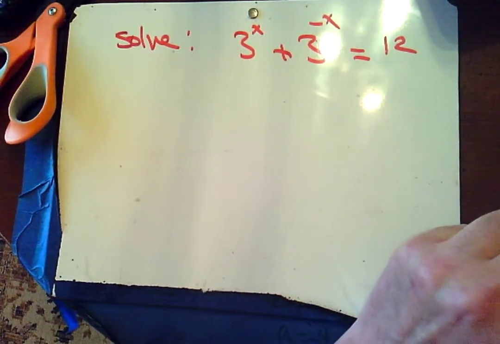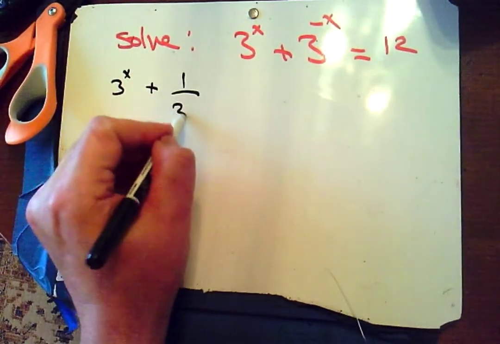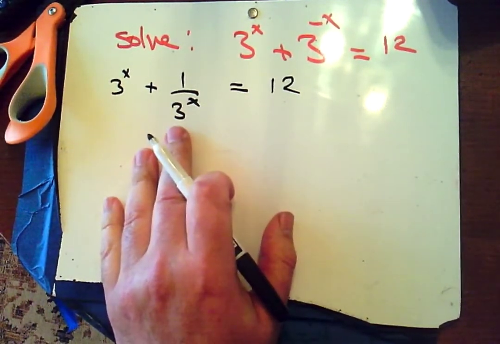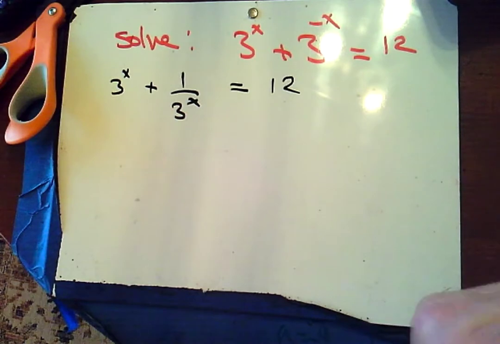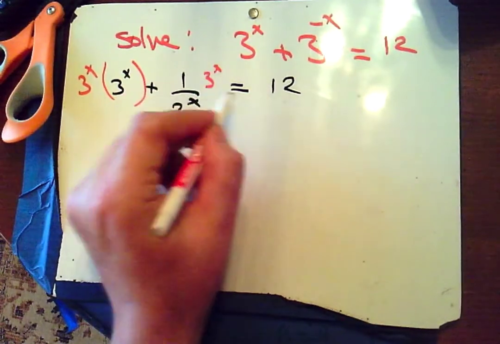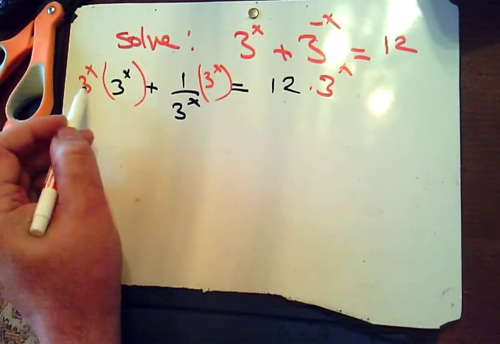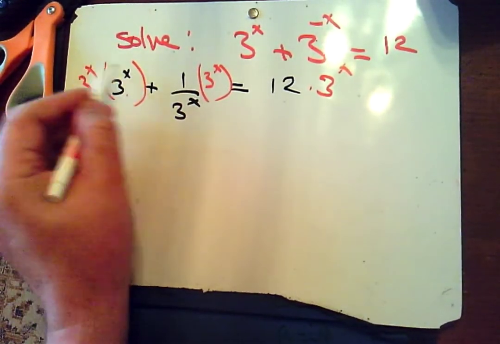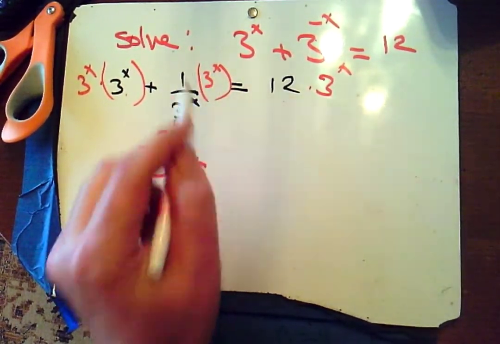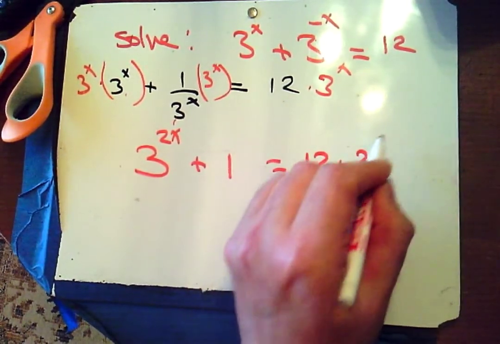Okay, so the first thing I think about here is that I've got 3 to the x plus 1 over 3 to the x equals 12. And like we said in pre-cal, whenever we have an equation with a fraction in it, the first thing I want to do is multiply everywhere by that least common denominator so that I can cancel things out. Now remember, when the bases are the same and we're multiplying, we add the exponents. So 3 to the 2x plus, these are going to cancel, and I'm going to be left with 1 equals 12 times 3 to the x.